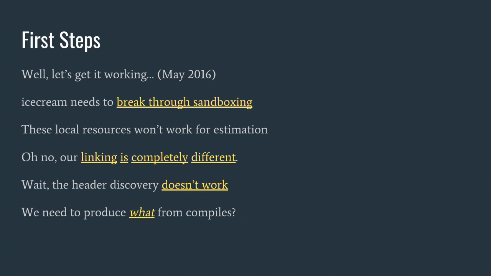These local resources won't work for estimation. Does anyone remember the local resources estimation system inside of Bazel, where it said, no, you've definitely only got 250 of CPU? I don't know what 250 was, but I certainly had more than it. And especially I had more than it whenever I split out and did my remote execution. So that stuff had to go.